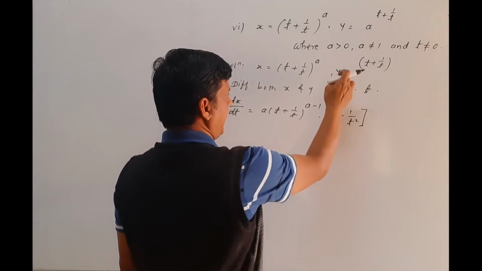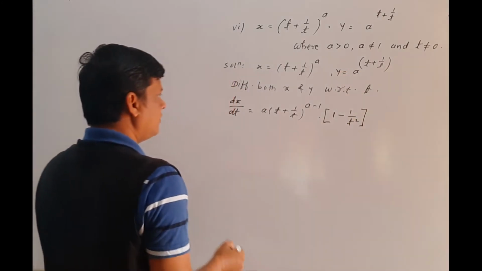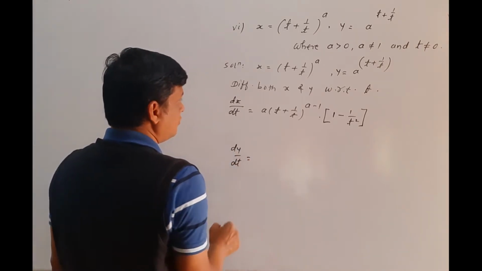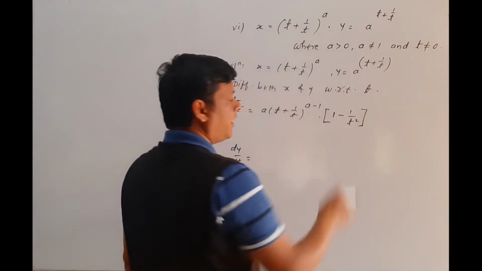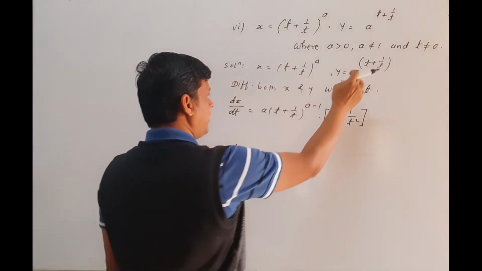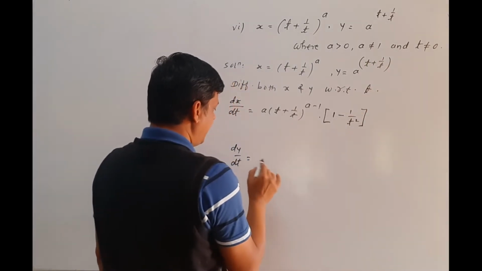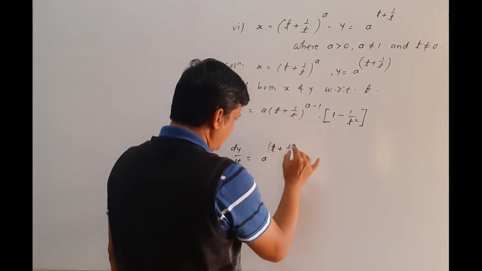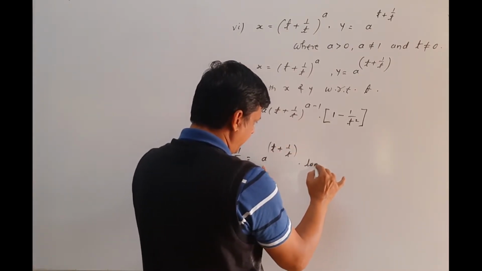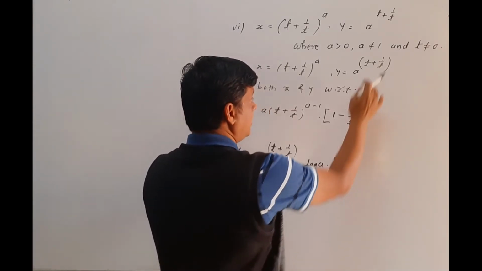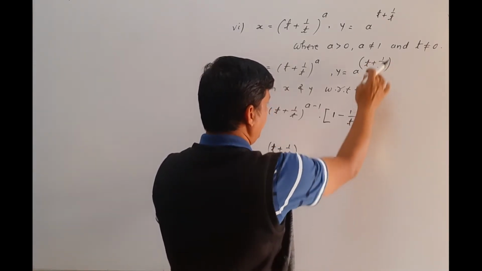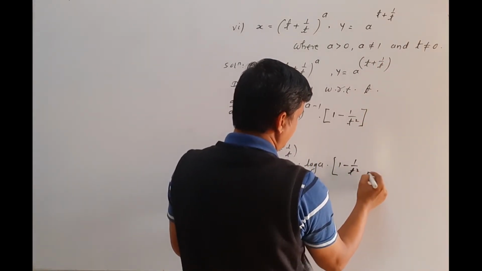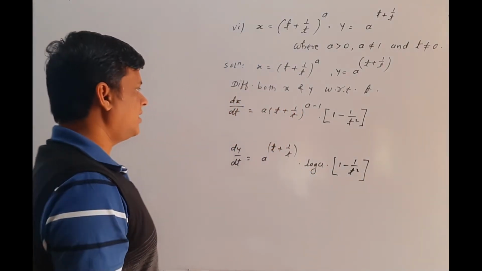Then we find the derivative of y with respect to t. So for that write here dy by dt is equal to, here we have to apply the a raised to the power x form. So write the derivative of a raised to the power t plus 1 by t as a raised to the power t plus 1 by t into log a into the derivative of this t plus 1 by t. So write here derivative of t is 1, derivative of 1 by t as minus 1 upon t square. So we write here in bracket 1 minus 1 upon t square.